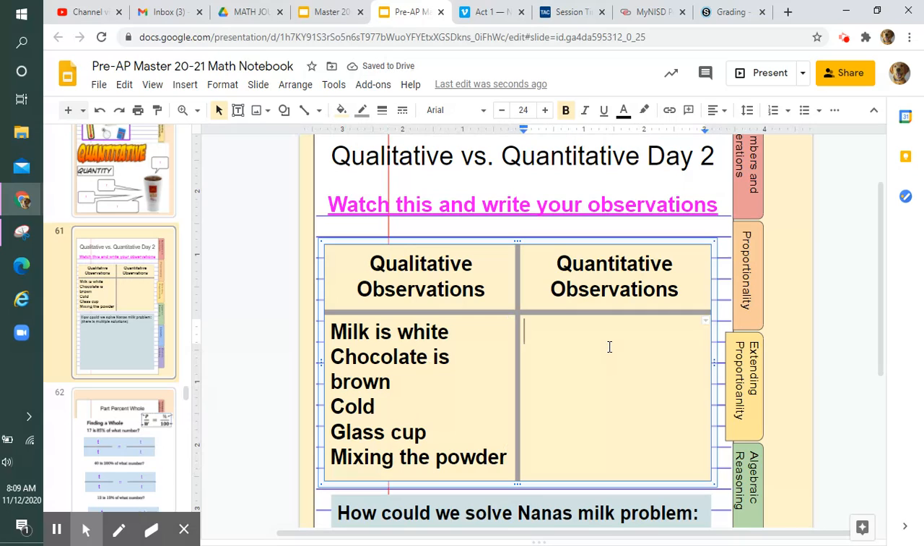Okay, our quantitative observations are things that have to do with numbers. So how much milk did he put in? How much chocolate did he put in? Things like that. So there's 1 cup of milk. There is 4 scoops. And then in the second one, there's 1 cup of milk and there is 5 scoops of chocolate. Okay, so those are our things that have to do with numbers.